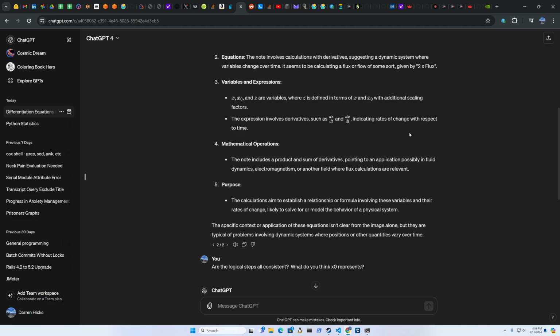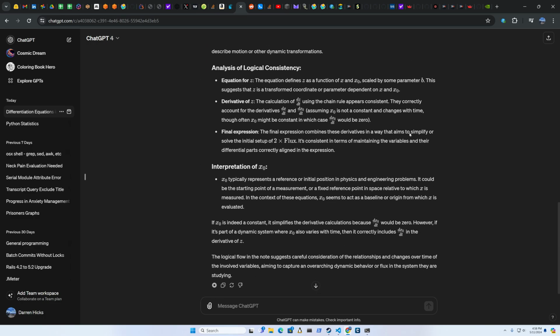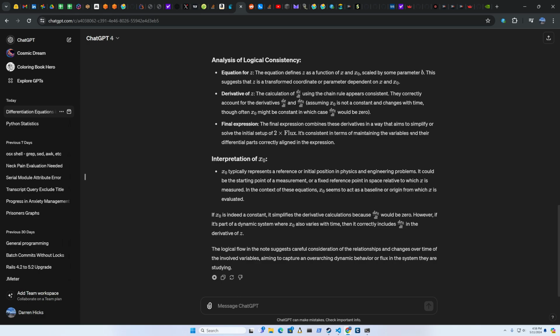Final expression. The final expression combines these derivatives in a way that aims to simplify or solve the initial setup of 2 times flux. It's consistent in terms of maintaining the variables and their differential parts correctly aligned in the expression.